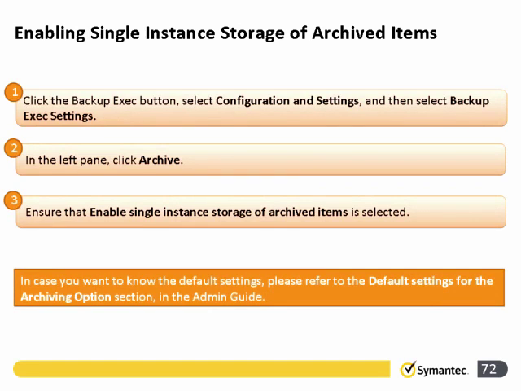To enable single instance storage, I need to go to the Backup Exec button, select Configuration and Settings. Under the Backup Exec settings, go to Archive and make sure that the Enable Single Instance Storage checkbox is marked. It needs to be ticked. If you'd like to know about the default settings, please go see the user guide. It will tell you which settings are default.